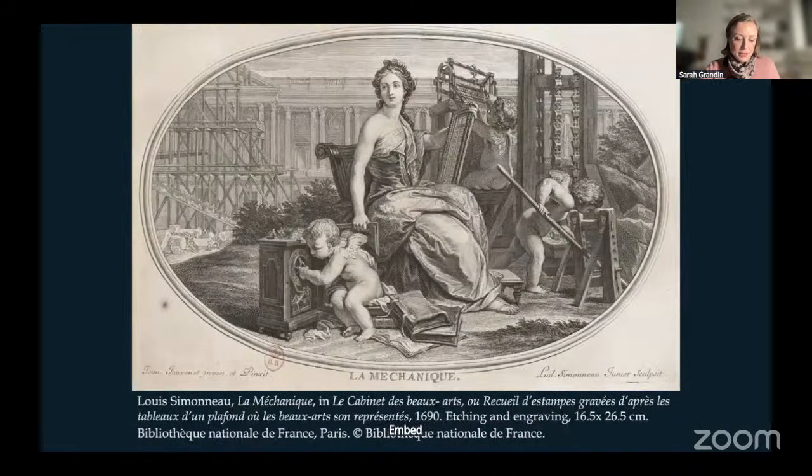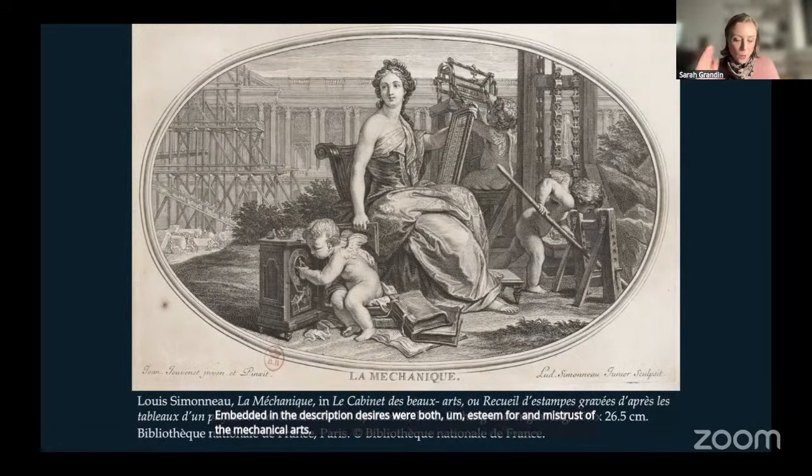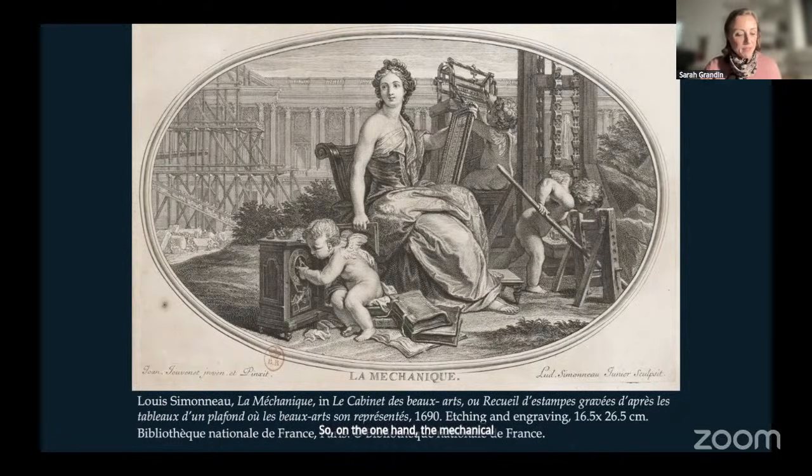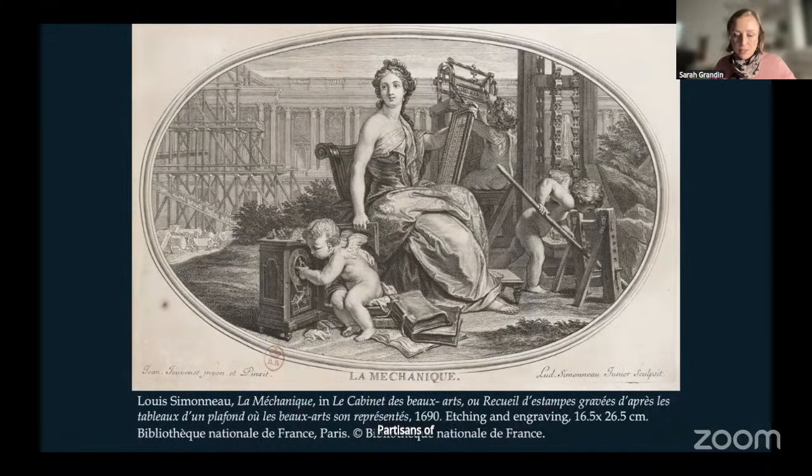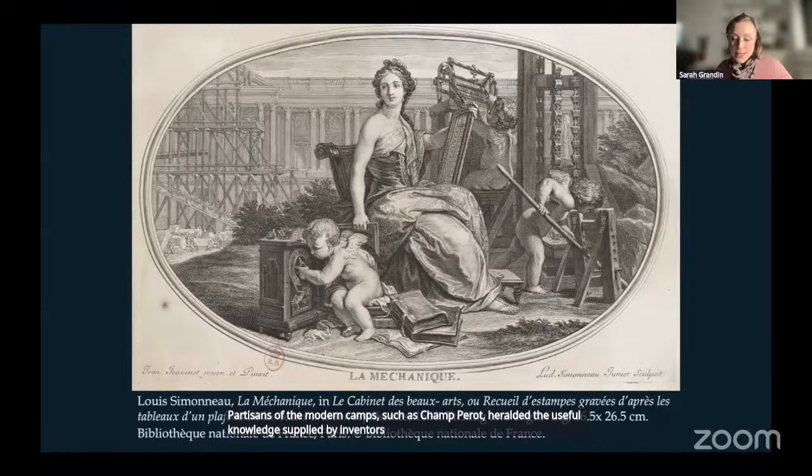Embedded in the Description des Arts were both esteem for and mistrust of the mechanical arts. So on the one hand, the mechanical arts had benefited from a boost in status in the late 17th century, thanks to the quarrel of the ancients and the moderns. Partisans of the modern camps, such as Charles Perrault, heralded the useful knowledge supplied by inventors and artisans as key to the present's unparalleled progress.